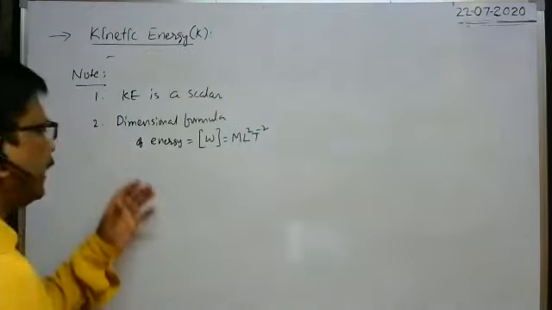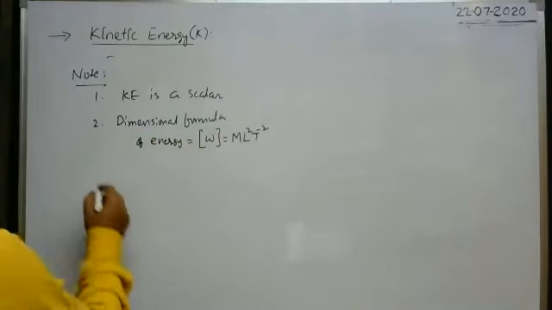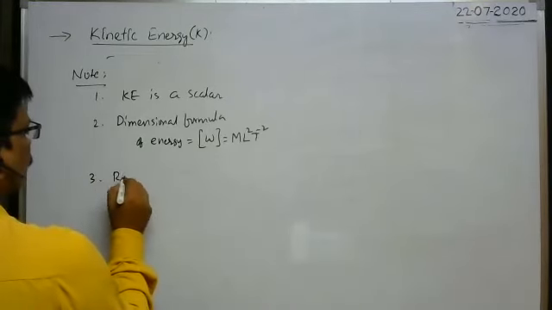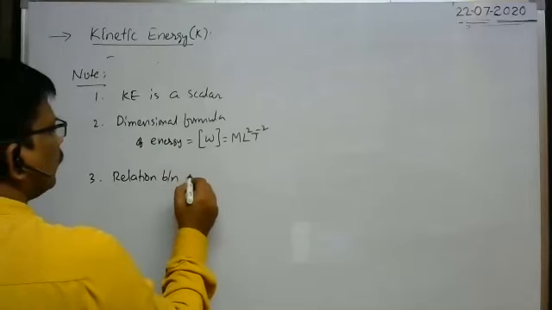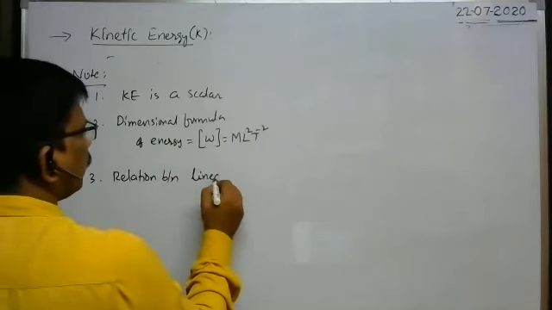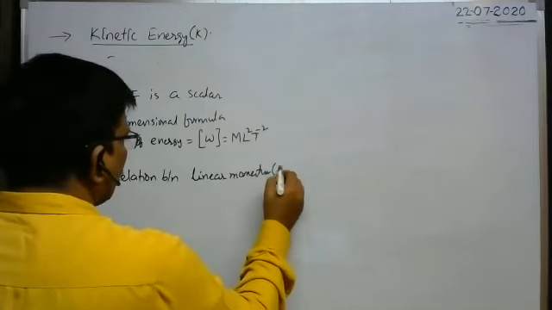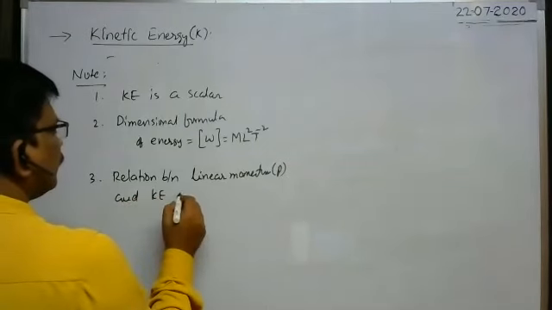Okay, dimension formula of energy is equal to ML square T to the power of minus 2. Okay, next, relation between linear momentum small p and kinetic energy K.